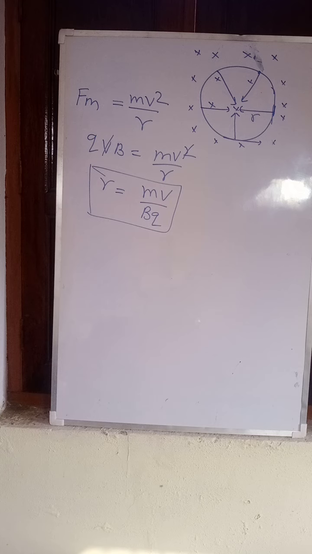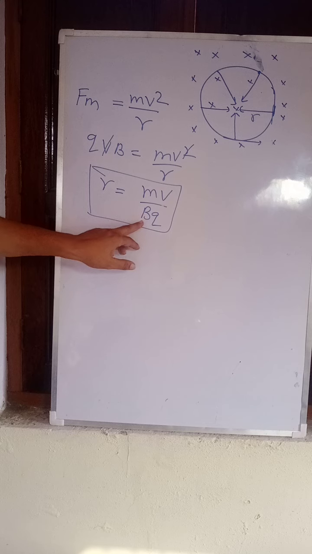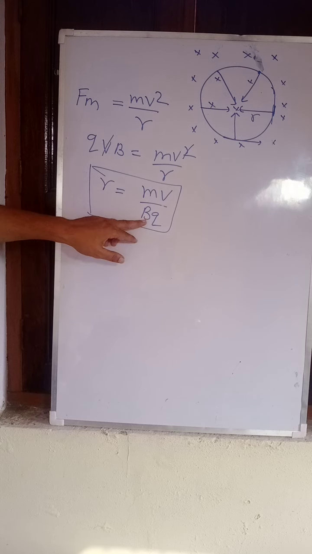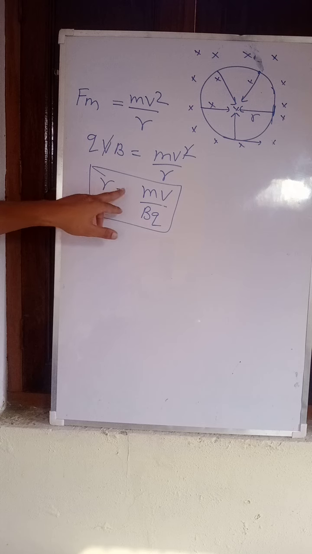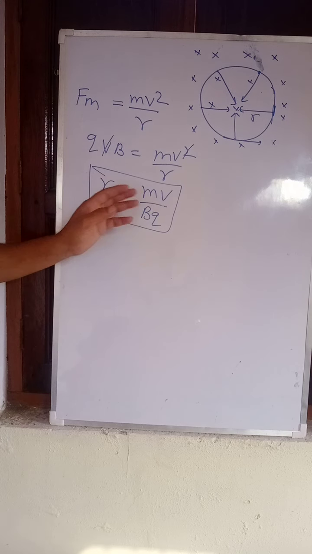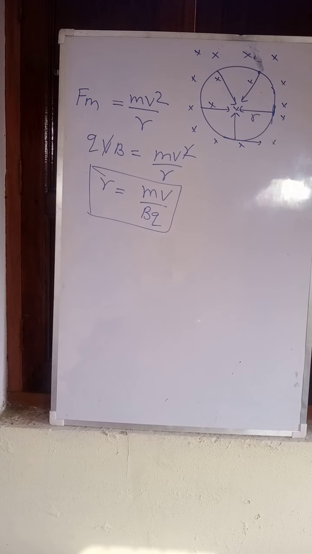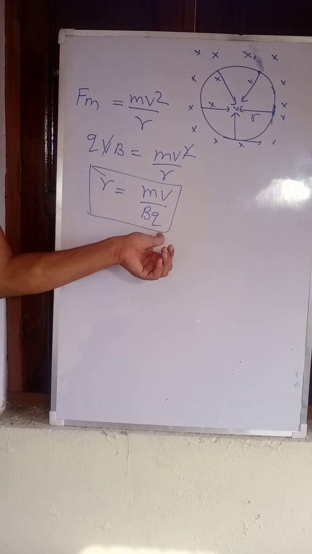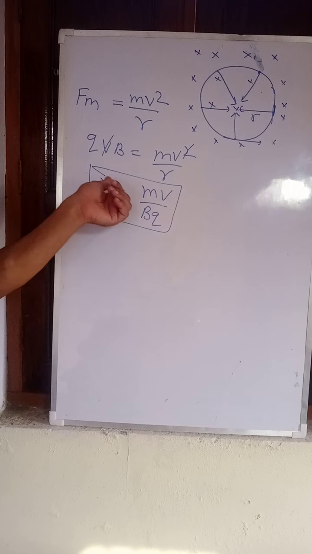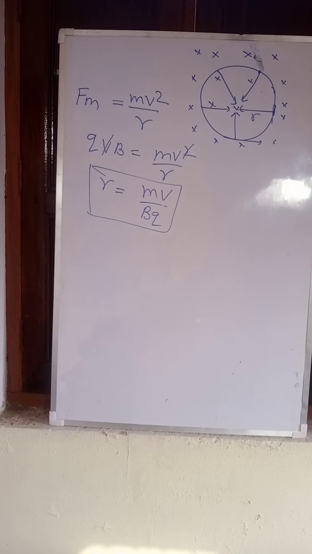It depends on velocity also. If velocity is greater, the radius will be greater. It depends on the magnetic field. If the magnetic field is strong, the radius will be less. If the magnetic field is weak, the radius will be greater. It depends on charge also, inversely proportional. You can see the charge is inversely proportional to the radius of the circular path. If the charge is greater, the radius will be less. If the charge is less, the radius will be more. So this is the formula of the radius of the circular path.